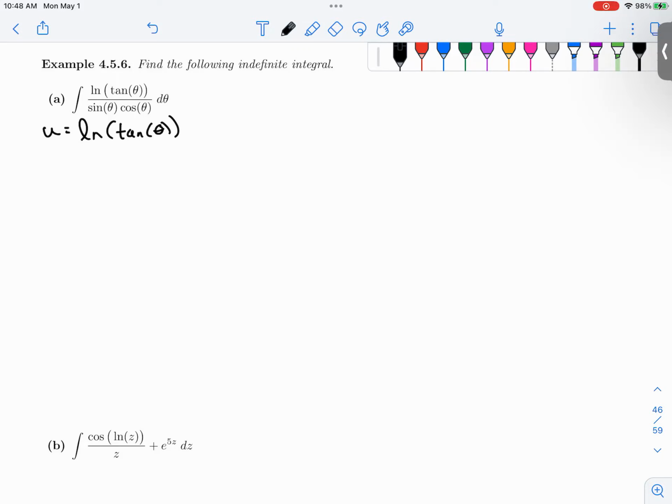So this one's a little bit scary, but remember, all our rules before still apply here. Taking derivatives, we're still going to follow chain rule, product rule, and quotient rule. All those things are still in play. So du is 1 over tangent theta times the derivative of tangent theta, which is secant squared theta, d theta.